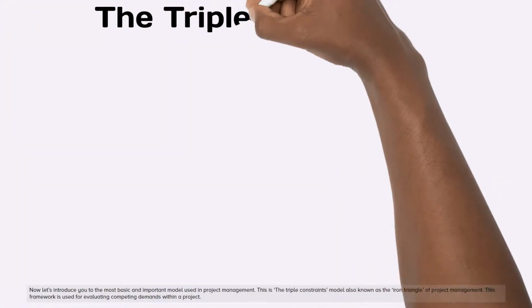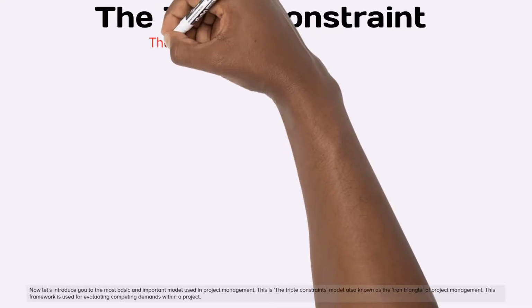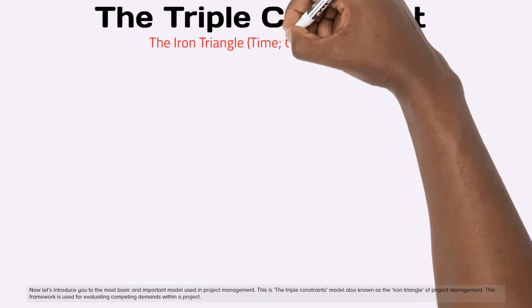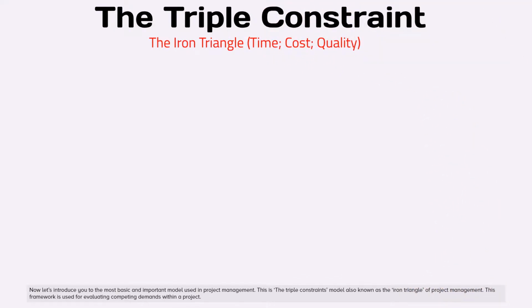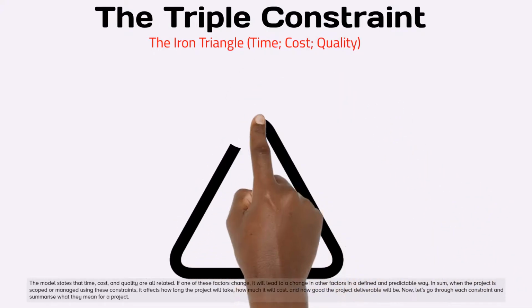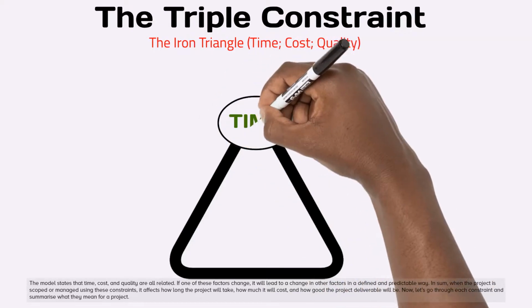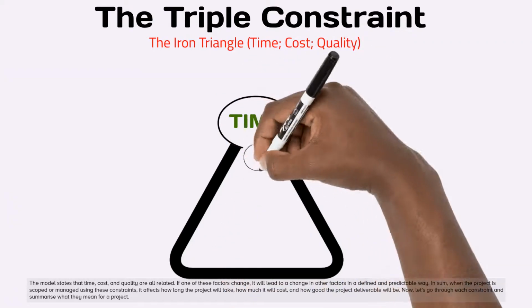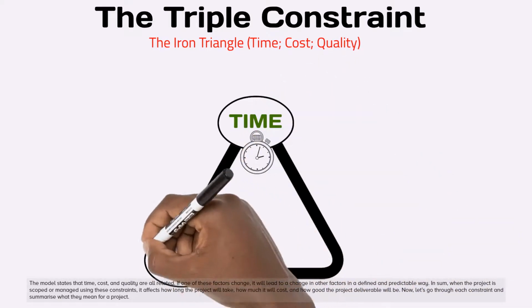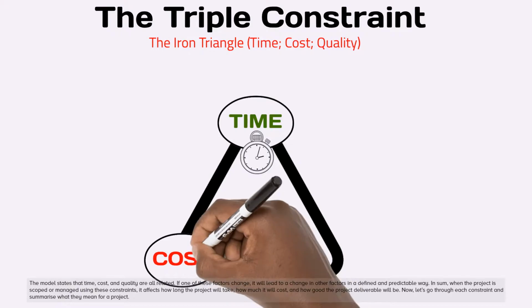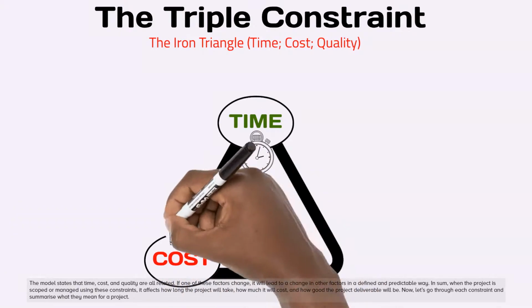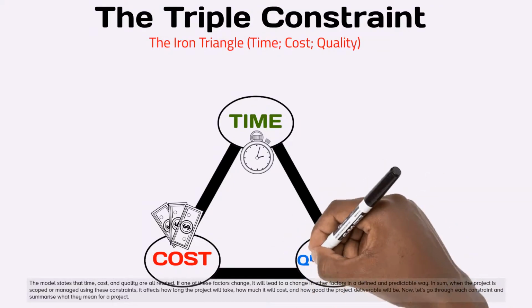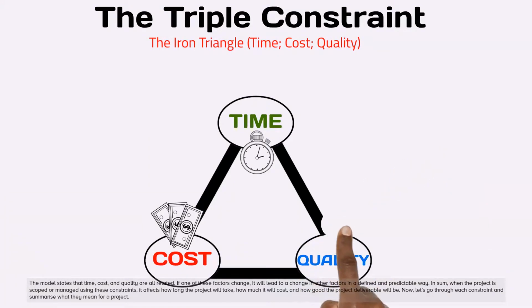Now let's introduce you to the most basic and important model used in project management. This is the triple constraints model, also known as the iron triangle of project management. This framework is used for evaluating competing demands within a project. The model states that time, cost, and quality are all related. If one of these factors change, it will lead to a change in other factors in a defined and predictable way. In sum, when the project is scoped or managed using these constraints, it affects how long the project will take, how much it will cost, and how good the project deliverable will be. Now, let's go through each constraint and summarize what they mean for a project.